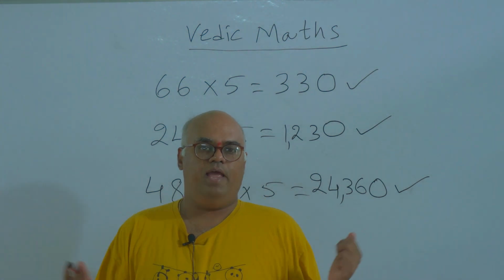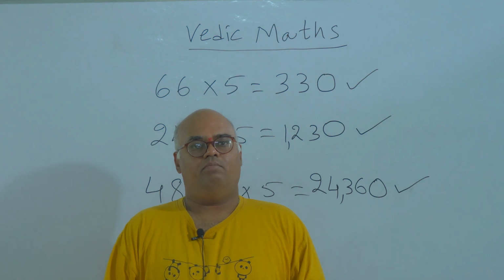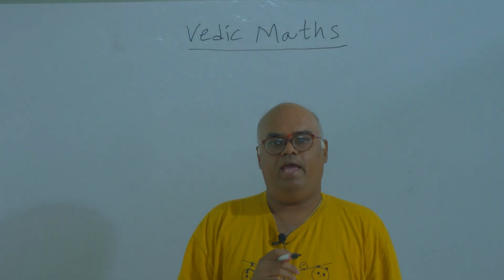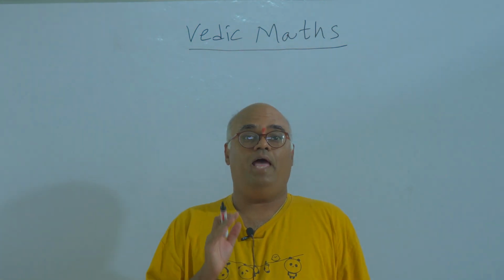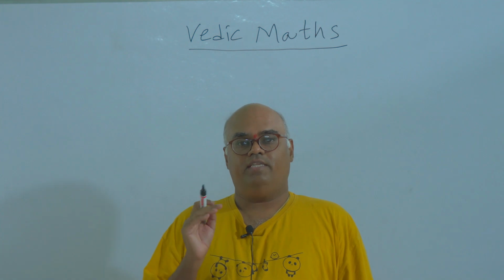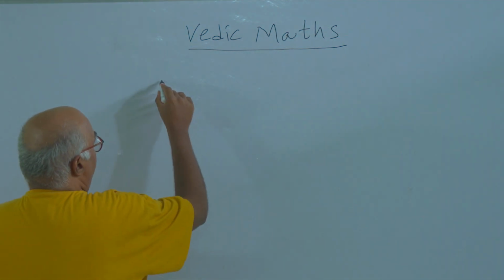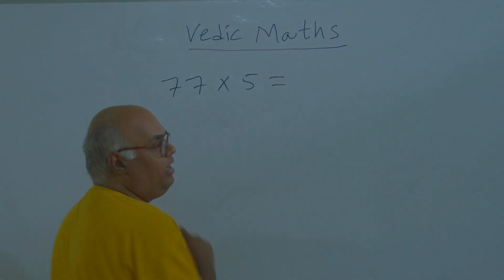Like this, you can play with numbers. You can take any big number and you can easily multiply the number with 5. So till now I have shown you how to multiply an even number with 5. Now I will show you how to multiply an odd number with 5. For example, I will take a 2-digit odd number. For simplicity, say 77 into 5. So how to multiply this?